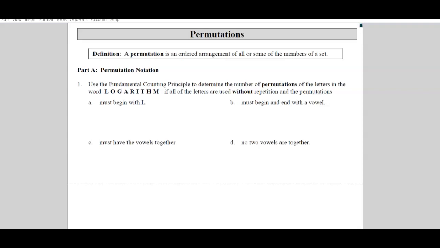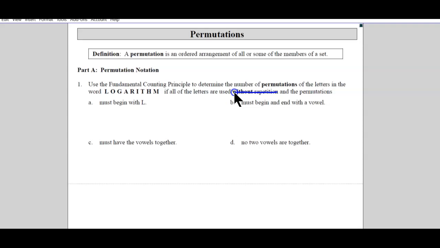Okay? So, review here, back to the other day: use the fundamental counting principle to determine the number of permutations of the letters in the word logarithm, if all the letters are used without repetition, and the permutations must begin with an L. Now here, we don't actually have to say this in the question, because those are the letters. It's different than digits, where you just have digits 0 through 9 and you can see them. Those are the letters. So consider those like Scrabble cards.